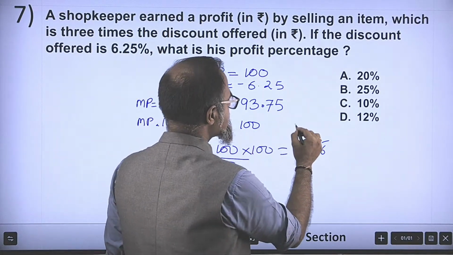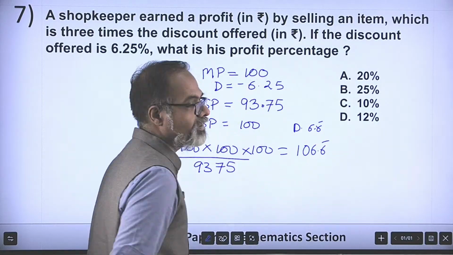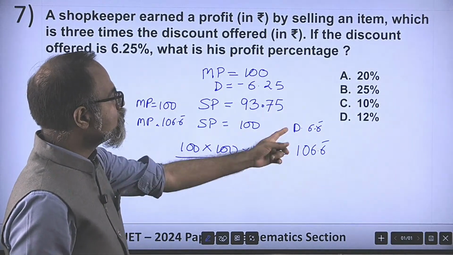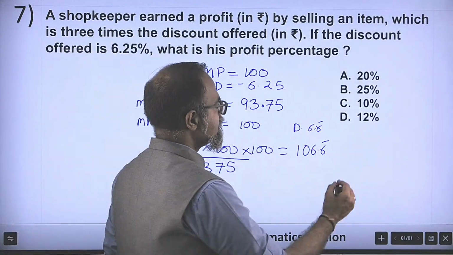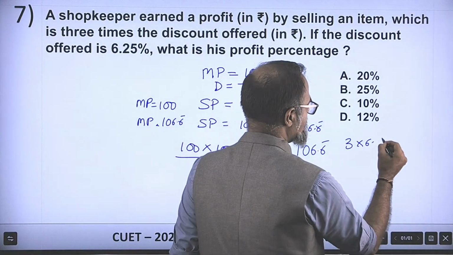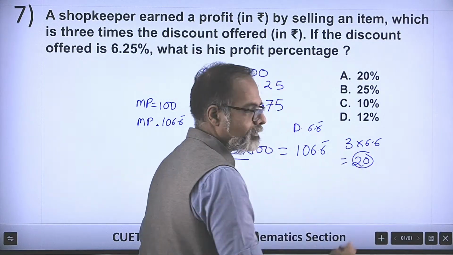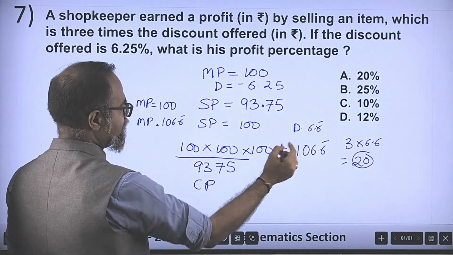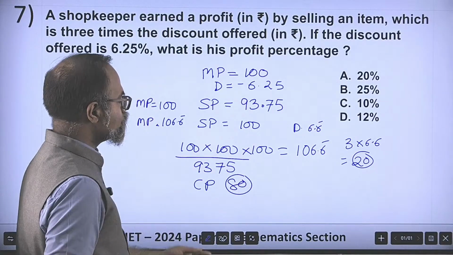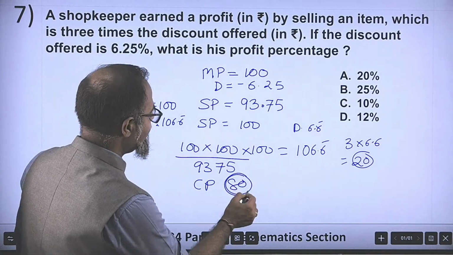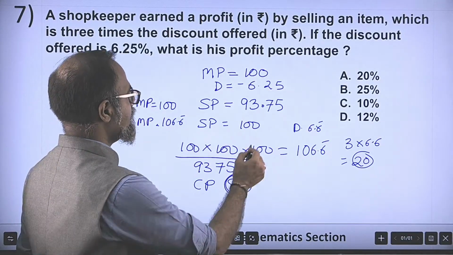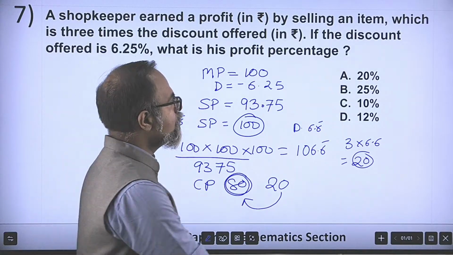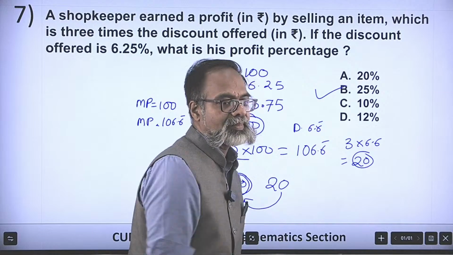That means my discount is actually 6.6 recurring. Now profit is 3 times this. So 3 times 6.6 is 3 into 6.6, which is supposed to be 20. Correct? So if my profit is 20, my cost is 100 minus 20, which is 80. So when my cost price is 80 and my sale price is 100, my profit is 20 rupees over 80 rupees, 1/4. So percentage profit is 25%.